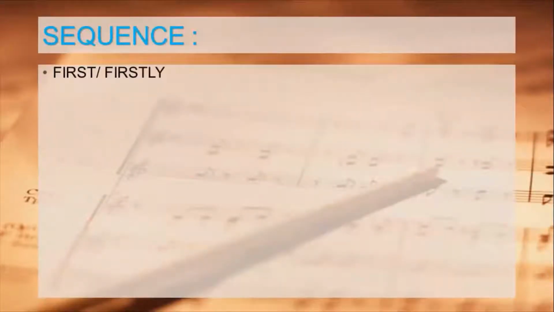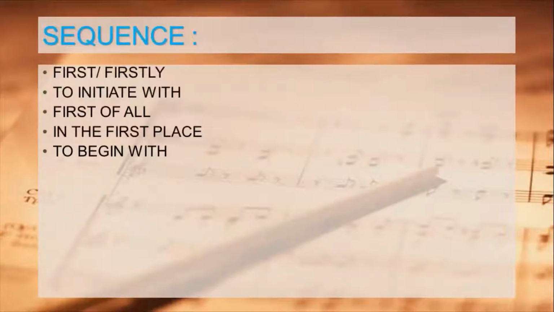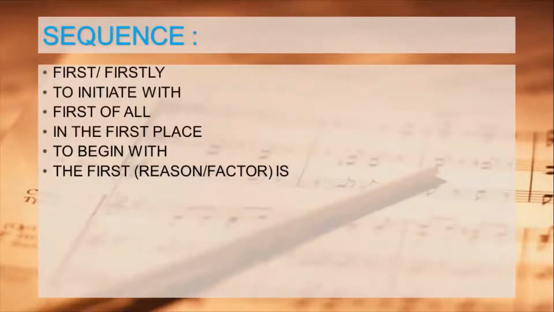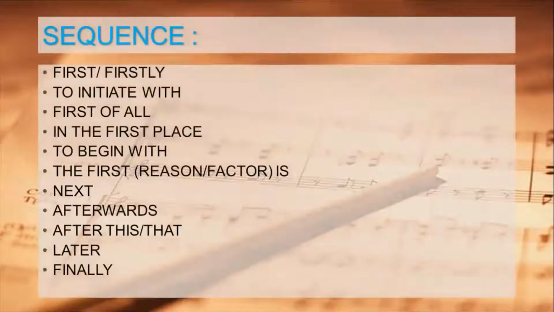You can use these kinds of causal devices. For example, firstly, first of all, first, to initiate with, in the first place, to begin with. The first reason is, or the first factor is, next, afterwards, after this, after that, later, and finally. So these are some of the causal devices which help you to bring sequence to whatever you write or whatever you speak also.